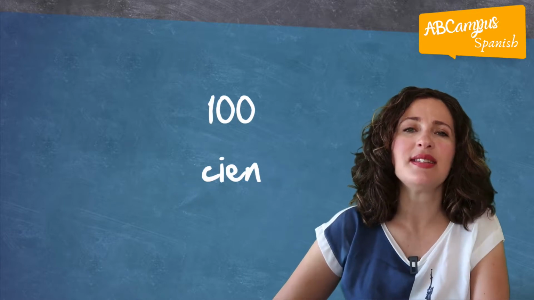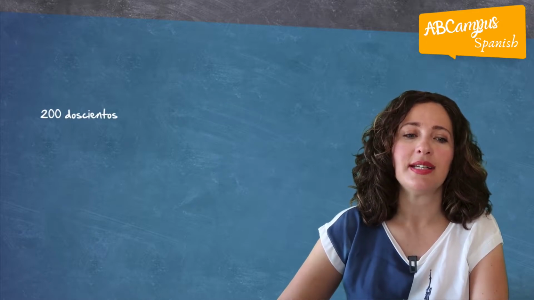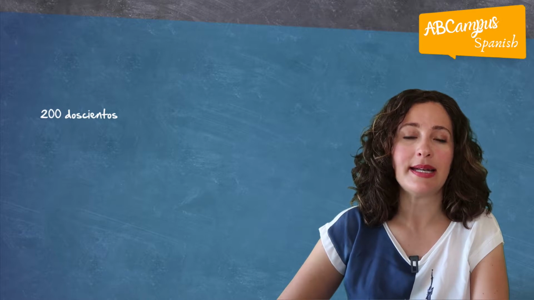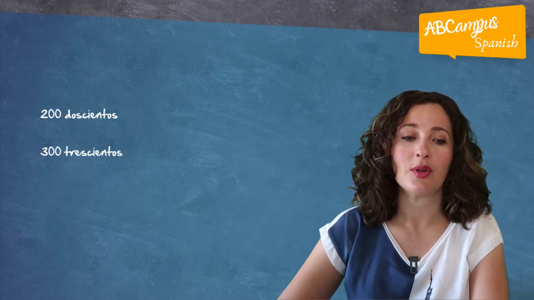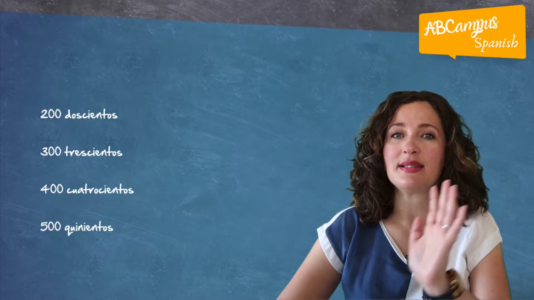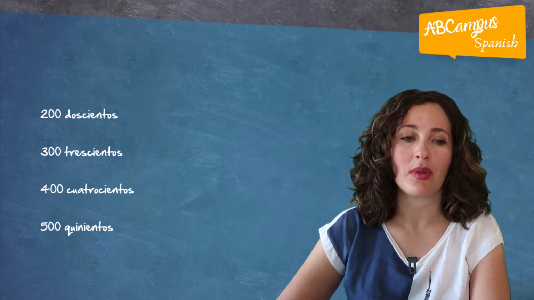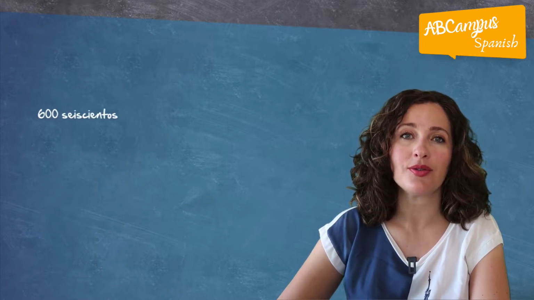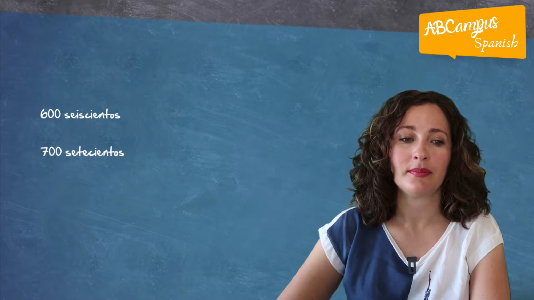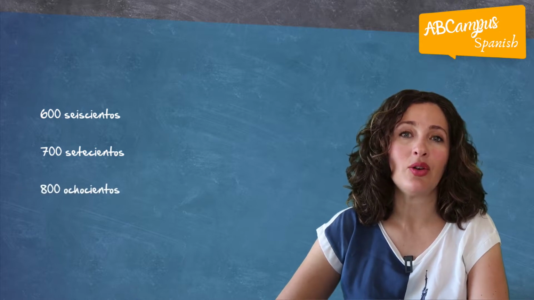Now let's see the hundreds. These are pretty easy, I think. Cien, and then doscientos, trescientos, cuatrocientos. This is the only one that is different: quinientos. Just pay attention to that one. Seiscientos, setecientos, ochocientos, and finally novecientos.